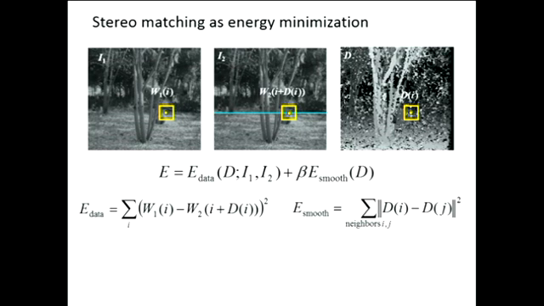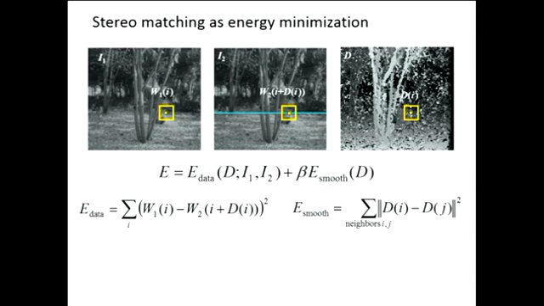So if I take the sum over every pixel in the first image, I look at the difference of intensity with the pixel in the second image, or patches around those pixels, and I want to minimize that. And then here I'm trying to minimize the difference of disparities for neighboring pixels. We're going to get into graph-based algorithms for vision later, so I don't want to get too much into it now.